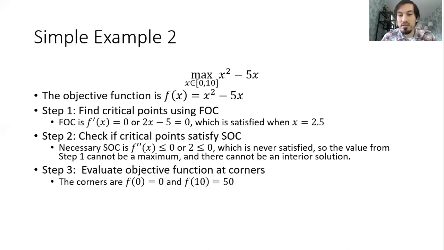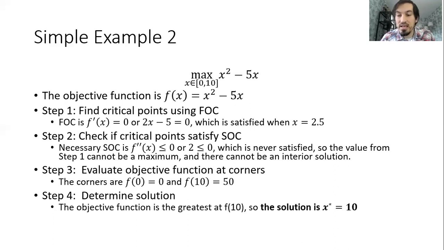So the only thing left is to think about the two corners. The objective function at the left corner is 0. The objective function at the right corner is 50. 50 is larger than 0, so that's the solution. The solution is x star equals 10. Did you guys get that?